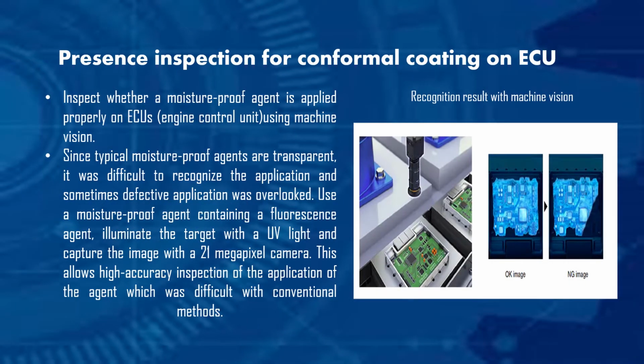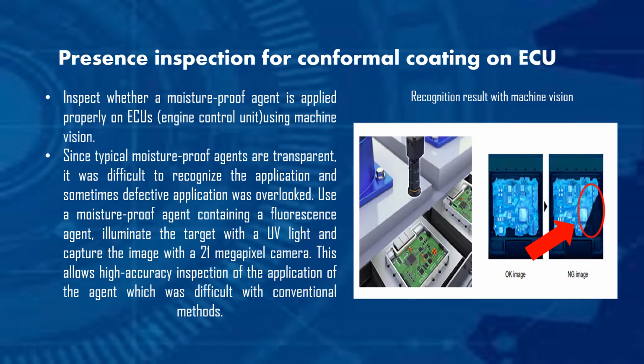Under presence-absence inspection, we have the presence inspection for conformal coating. Inspect whether a moisture-proof agent is applied properly on ECUs, or engine control units, using machine vision. A conformal coating is a polymeric film typically applied at 25 to 250 micrometers to electronic circuitry to act as a protection against moisture, dust, chemicals, and temperature extremes. The coating conforms to the contour of the printed circuit board or PCB to protect the board's components.